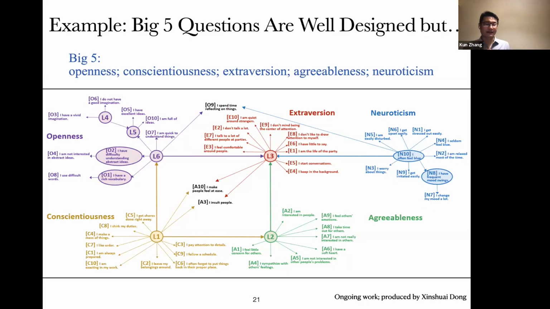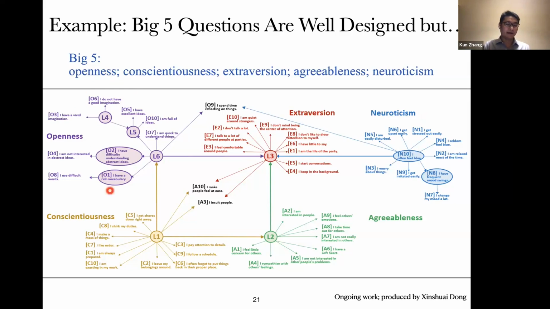One question is actually related to 2 dimensions. This question is, "I spend time reflecting on things." It seems to be related to openness and also neuroticism. Okay, that's good. But now we have better understandings of the underlying process.